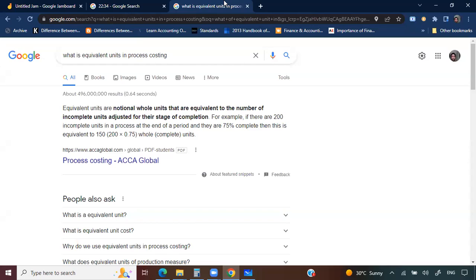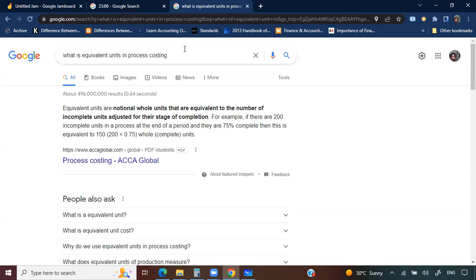For example, if there are 200 incomplete units in a process at the end of the period, and they are 75% complete, meaning that is what is left. The reason why I'm saying it is work in progress is that it is not yet 100%. But as of now, I can give you a guarantee that the work is almost 75% done.